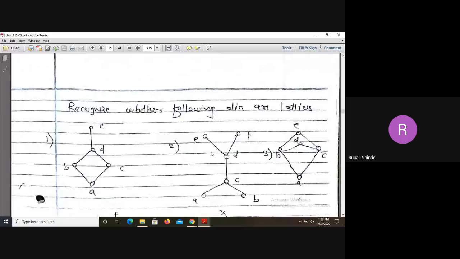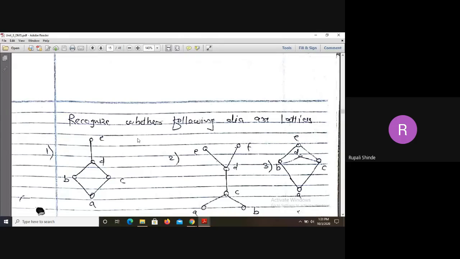Now, here one question is given: recognize whether the following diagrams are lattices. In the first lecture only, we have seen how to check whether a given diagram is a lattice or not. Now look at these diagrams and tell me whether these are lattices or not. So first of all, consider diagram 1 and tell me whether this is a lattice. Before that, just tell me how to recognize whether a given diagram is a lattice or not.